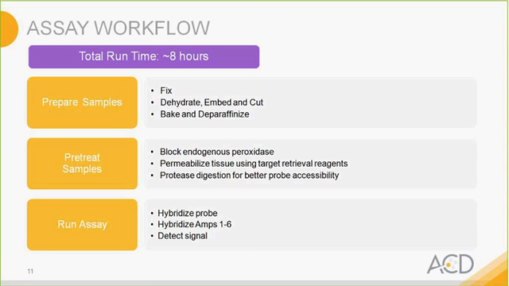The first stage is to prepare the samples, where samples are fixed, dehydrated, embedded, and cut. For RNAscope, tissues are baked and deparaffinized. Then for tissue pretreatment, samples go through a blocking step to block endogenous peroxidase. Samples are then permeabilized using target retrieval reagents, and then the protease digestion is to enable better probe accessibility. Lastly, the RNAscope assay workflow is initiated with the hybridization of the probe, followed by 6 amplification components, and then finished with detection of the signal.